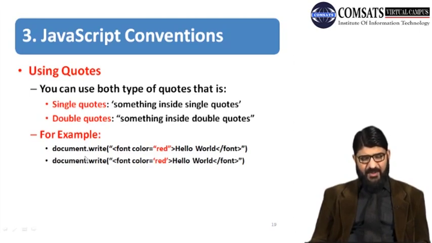Document.write is a method to display the output. A font tag color is given with double quotes, the color value is given, and then hello world that we want to print, and the font tag is closed. Then document.write, the font tag is mentioned with the red value in single quotes, and then hello world that is to be printed out, and the font tag is closed. So either use the double quote for the color attribute or single quote, both will be executed.